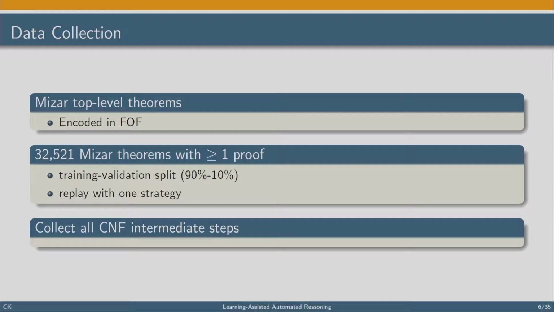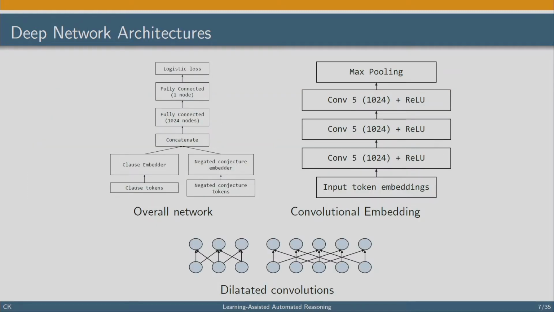Collect all the intermediate steps in CNF, and this serves us as training data. So let's see how well it performs. Well, okay, before we see how it will perform, let's specify some models, how we're going to train it. And the deep networks would be very similar to those considered in the DeepMath research.